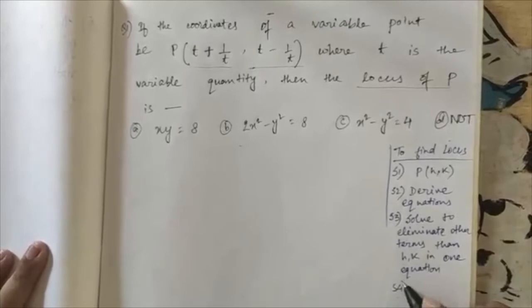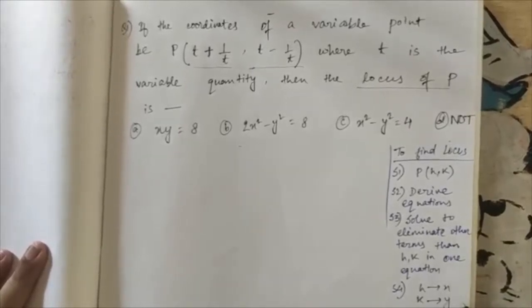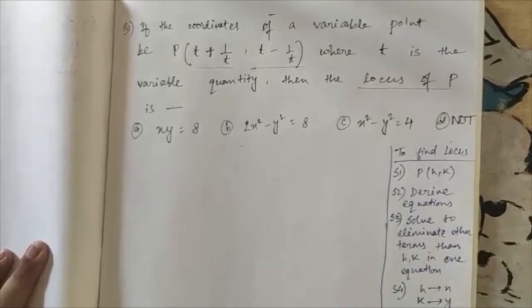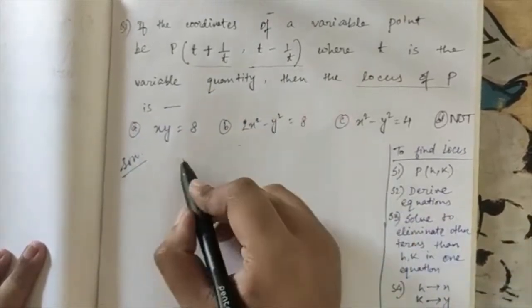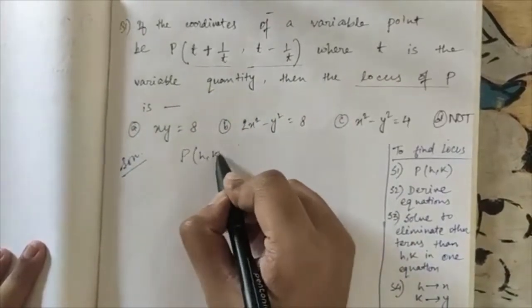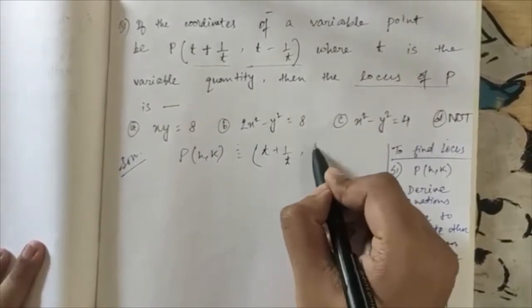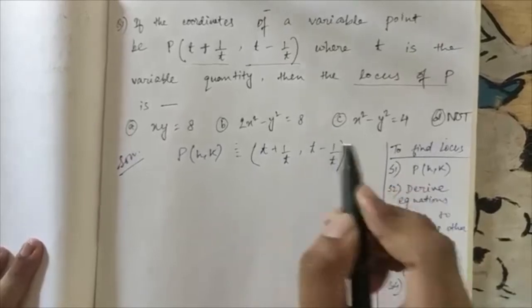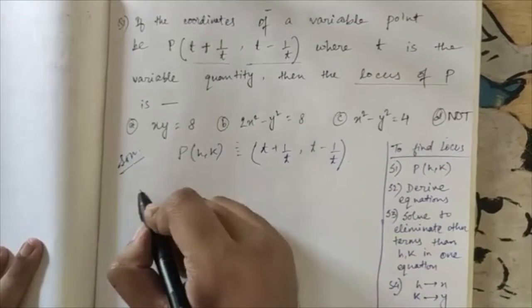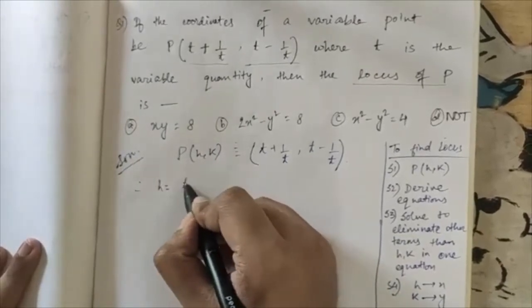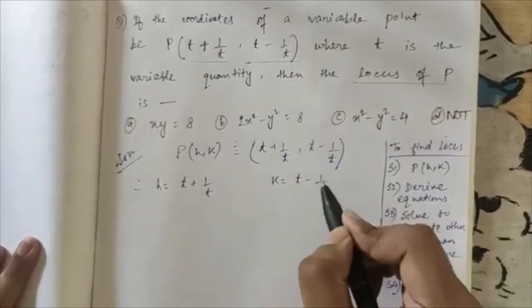So these are the general steps which you have to follow in all kinds of sums related to finding the locus of a point. Now let's come to the solution. As I said, in step 1, take point P as (h, k), and it's given that h is equal to t plus 1 by t and k is t minus 1 by t. It's actually given, I am not taking it. We have just assumed the point as (h, k).